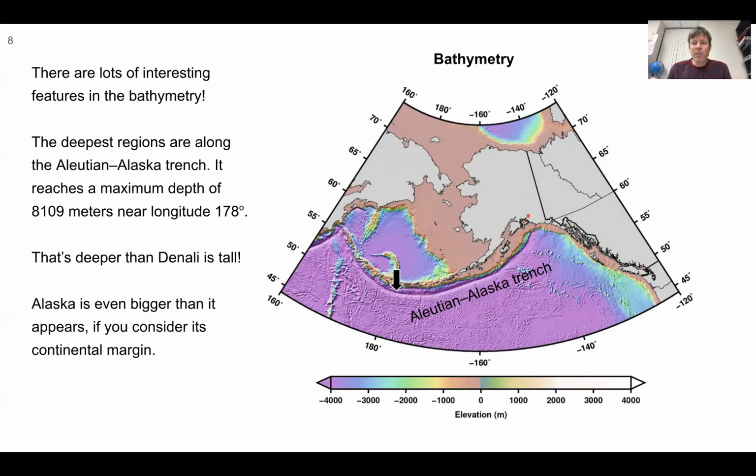As always, there's a lot of interesting features in the bathymetry. First, the deepest regions are along the Aleutian-Alaska Trench. This is marking the subduction of the Pacific plate beneath North America. It reaches a depth of 8,100 meters right around here, and that is deeper than Denali is tall. Alaska is even bigger than it appears if you consider this continental margin, and this feature here known as Beringia is a reminder that in the past, times when the sea level was lower, these were possible pathways for human migration that were exposed to land.